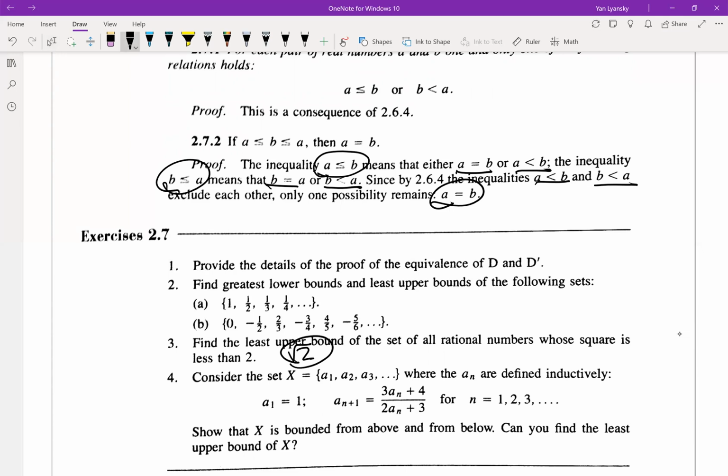It's the square root of 2, because that's it. That satisfies, right? That's the least upper bound of the set of all rational numbers whose square is less than 2. We're done. Cool. So it works.